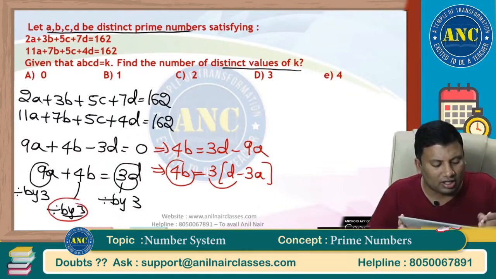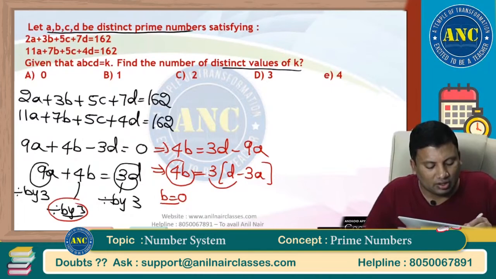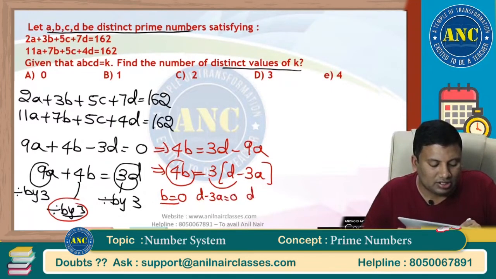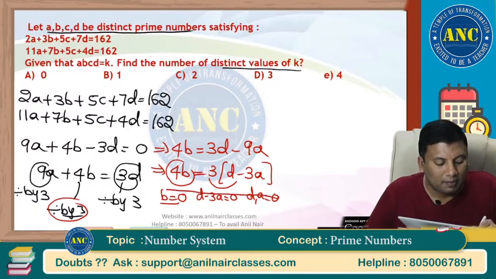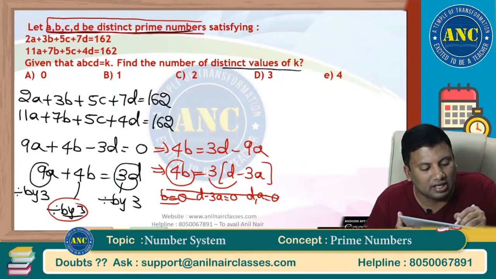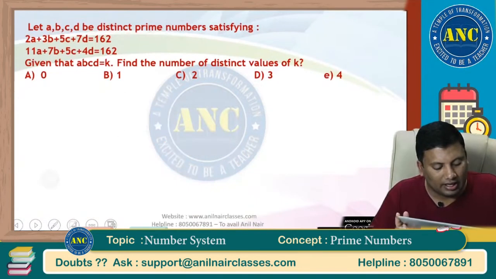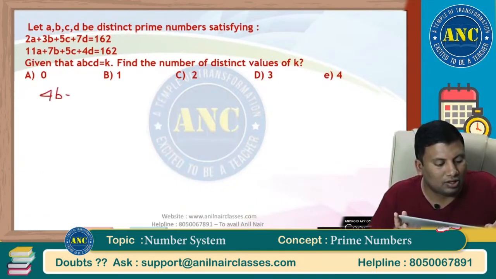Same thing we got. If B is divisible by 3, if B is 0, 0 into anything is 0, that means D minus 3A will be 0. That means D and A will be 0. But A, B, C, D are prime numbers. Don't forget this basic point. A, B, C, D are distinct prime numbers. Now we will write down here 4B equivalent to 3 into (D minus 3A). This is the equation we got.